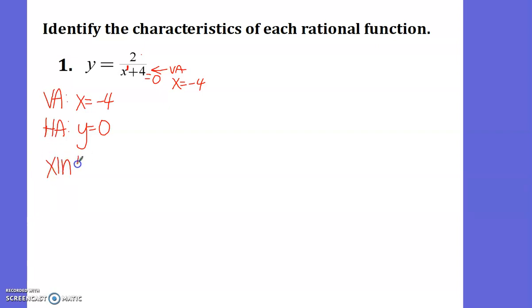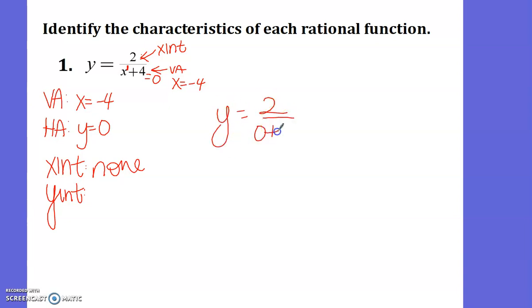X-intercepts. Our x-intercepts come from the numerator. And we have no x values in our numerator, therefore we have no x-intercepts. Okay, so I'm just going to say none. To find the y-intercept, we plug in 0 for x and solve for y. Well, that ends up becoming 1/2. So we have a y-intercept at (0, 1/2). We didn't have a hole in this graph because nothing canceled out.